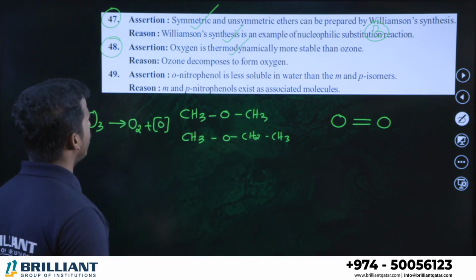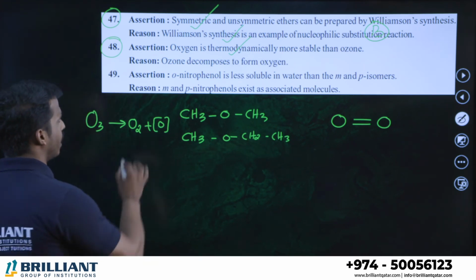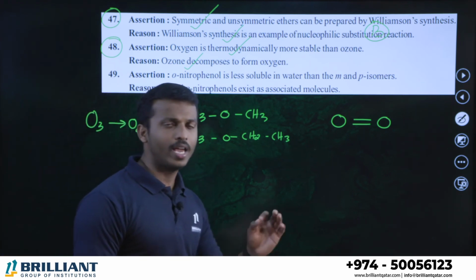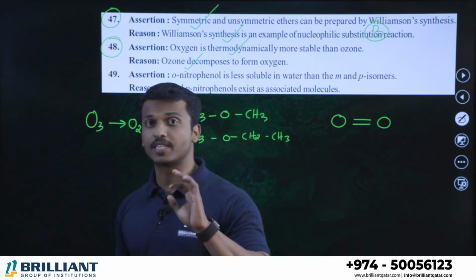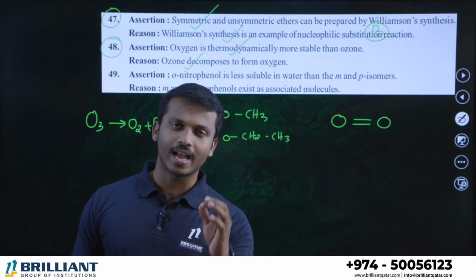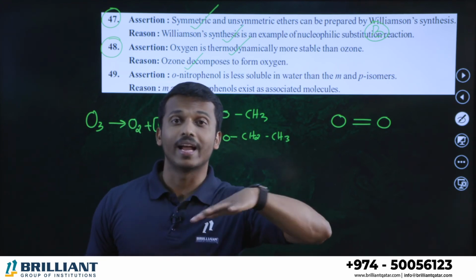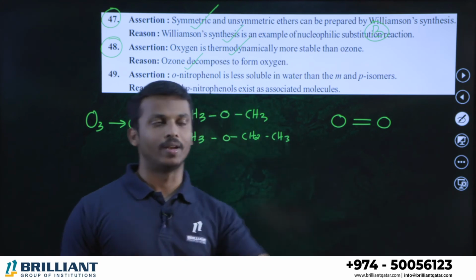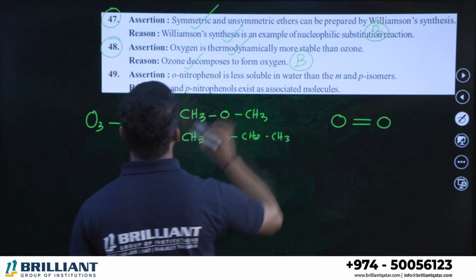Then ozone decomposes to form oxygen. Yes, right. Ozone on decomposition gives oxygen. That's also correct. But is it an exact reason? No, dear student. Ozone is thermodynamically unstable means its Gibbs energy of reaction has a negative value. Negative Gibbs energy means the reaction is feasible, so the decomposition of ozone can happen without any external thing. So that's not an exact reason, option B.